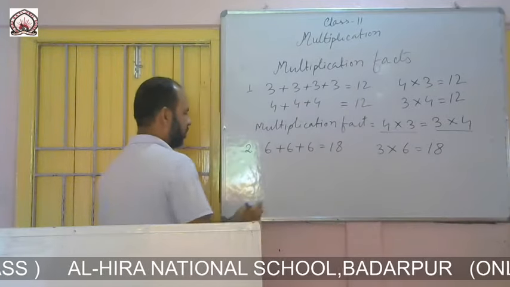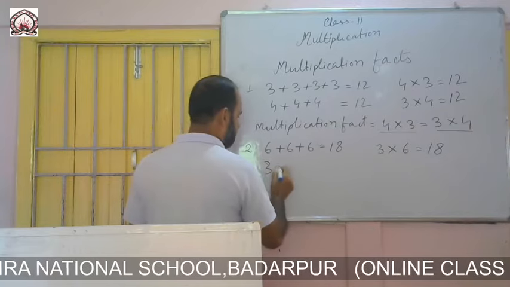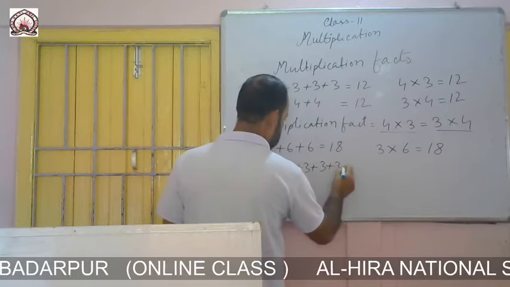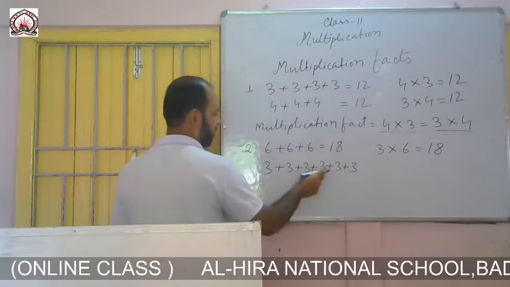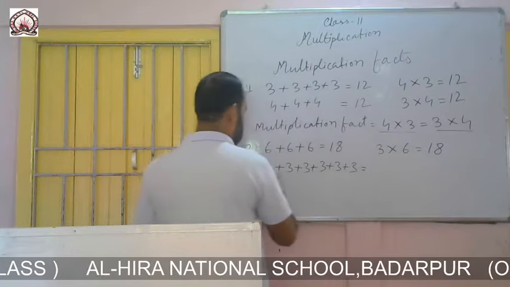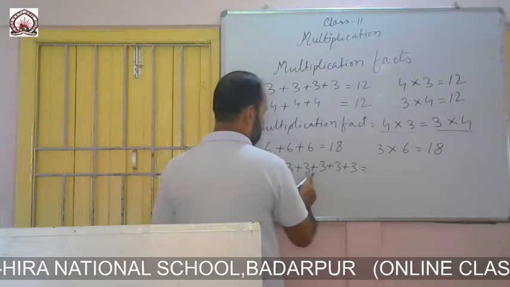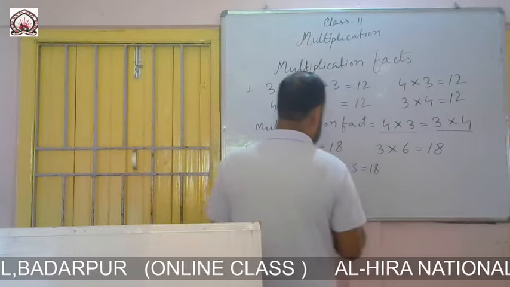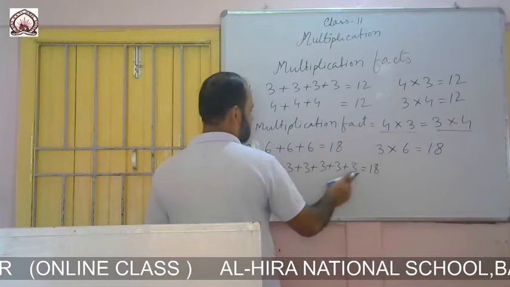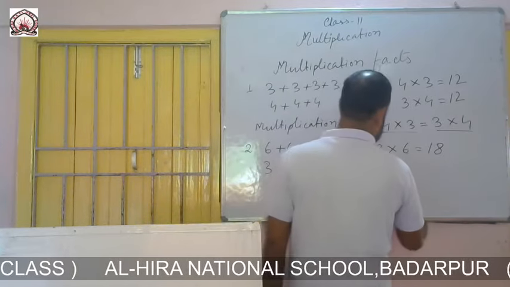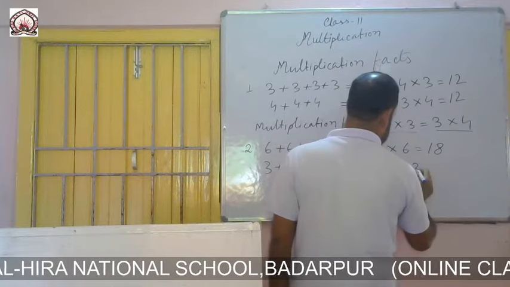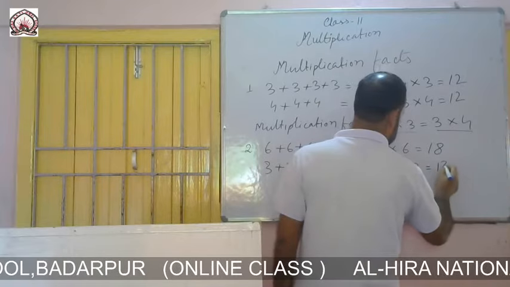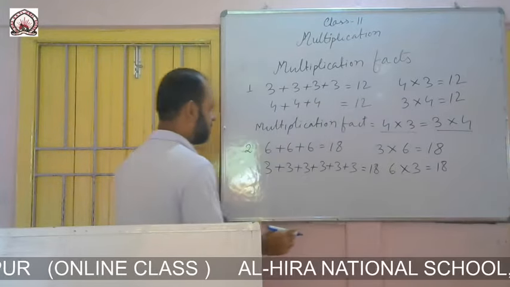18, or 3 plus 3 plus 3 plus 3 plus 3 plus 3. 1, 2, 3, 4, 5, 6 times. So 3 plus 3 is 6, 6 plus 3 is 9, 9 plus 3 is 12, 12 plus 3 is 15, 15 plus 3 is 18. Here 3 six times, or 6 times 3. 6 times 3 is equal to 18.